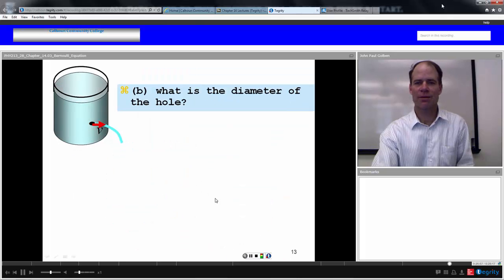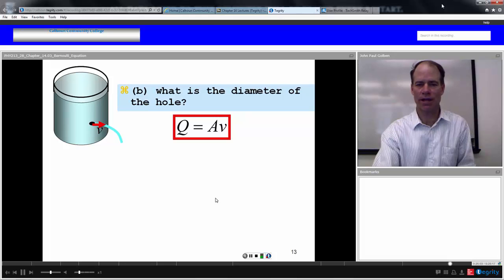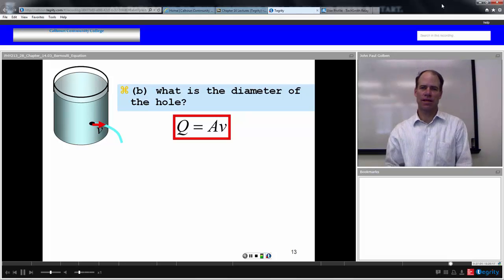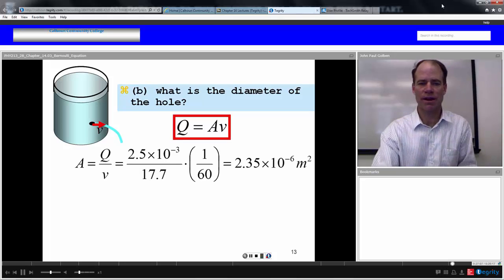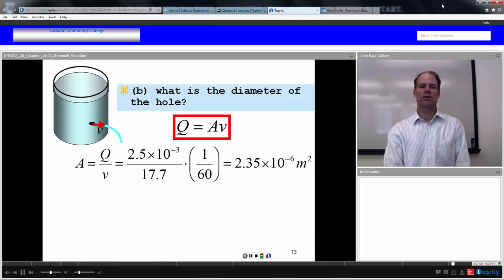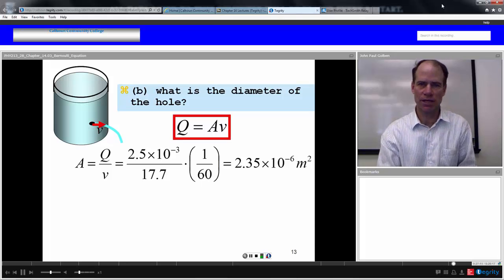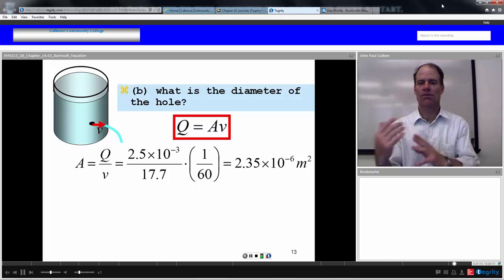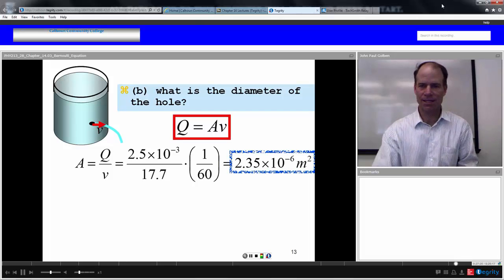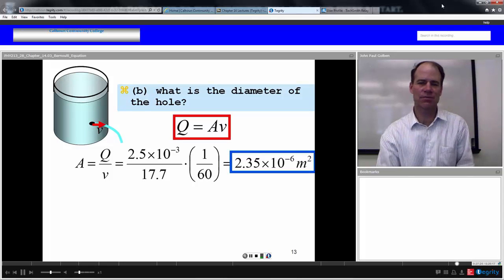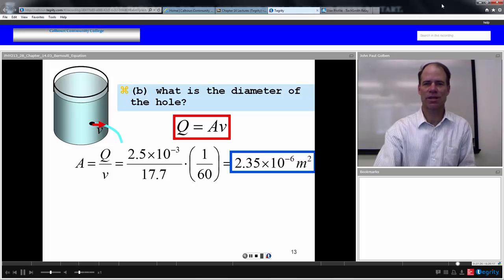What's the diameter of the hole? Well, we know that the flow rate Q should be equal to the area of the hole times its velocity. And we just found the velocity. And we know Q, so we can find the area of this hole. Q is 2.5 times 10 to the minus 3 cubic meters per minute. We'll divide that by 60 to make that per second. Divide by the velocity, 17.7 meters per second. And we have that the area of the hole is 2.35 times 10 to the minus 6 square meters.